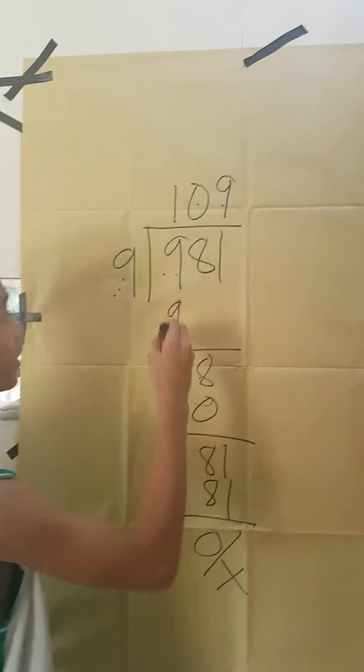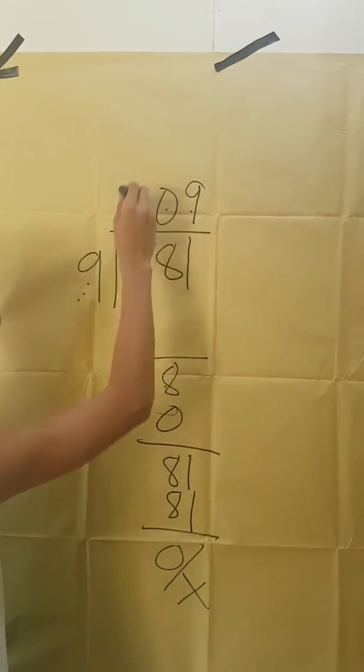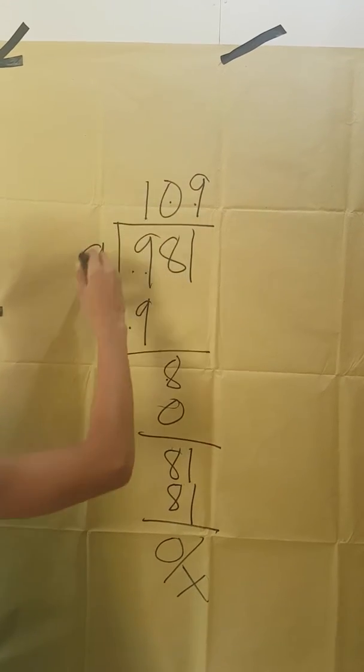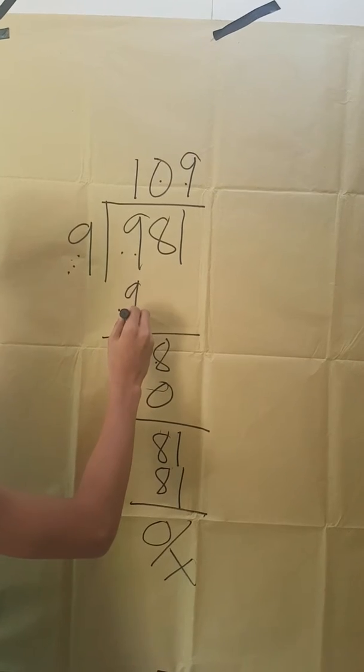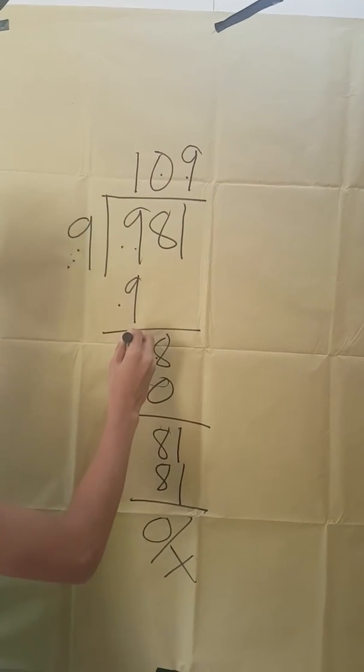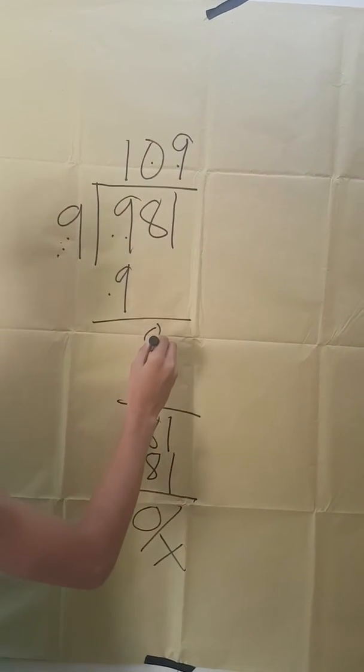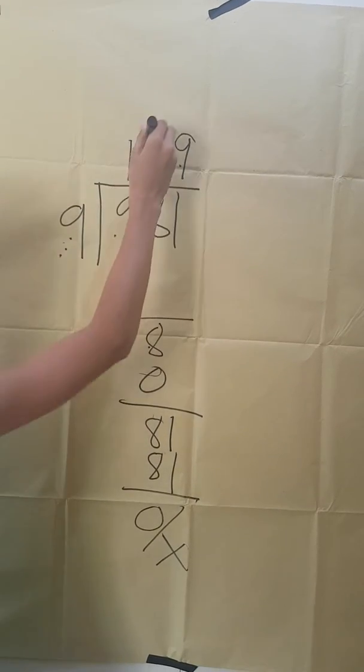Just a quick recap. 9 divided by 9 is 1. 1 multiplied by 9 is 9. Then you subtract: 9 minus 9 is 0. You don't have to write 0. Just bring down 8. 8 divided by 9 is 0.